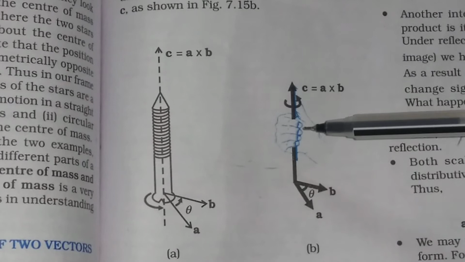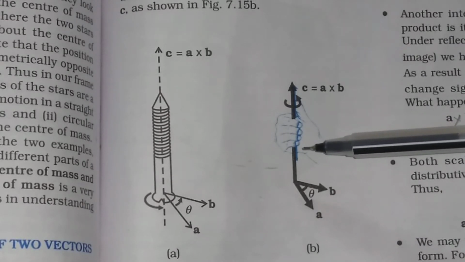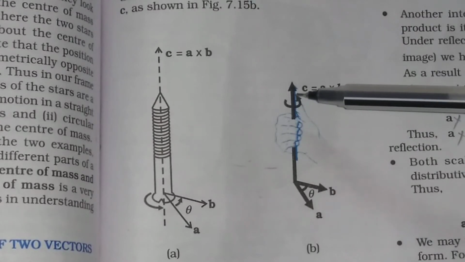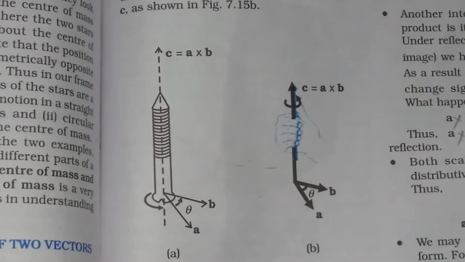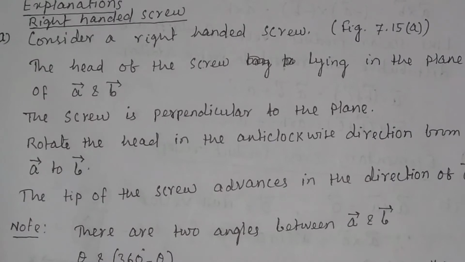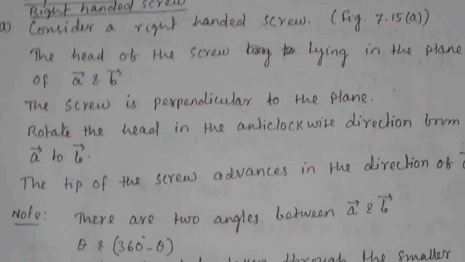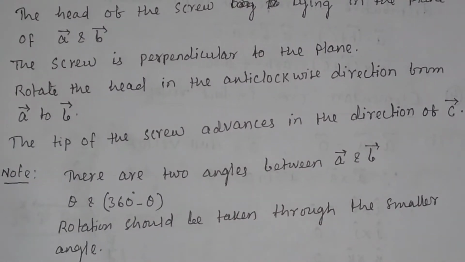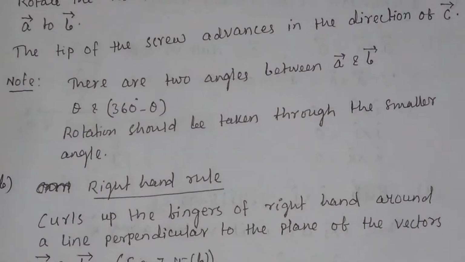So if the fingers are curled up in the direction from A to B as shown in the figure, then the stretched thumb, this is your stretched thumb, points in the direction of the vector C. So you should obey these two rules, that is the right-handed screw rule and the right hand rule, to explain the cross product of two vectors.